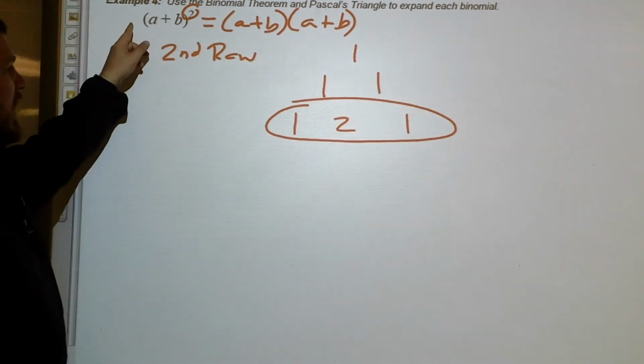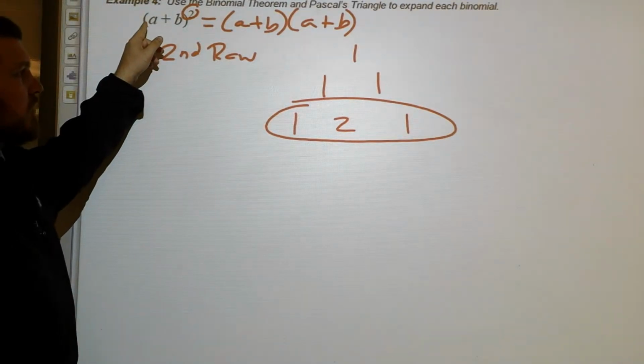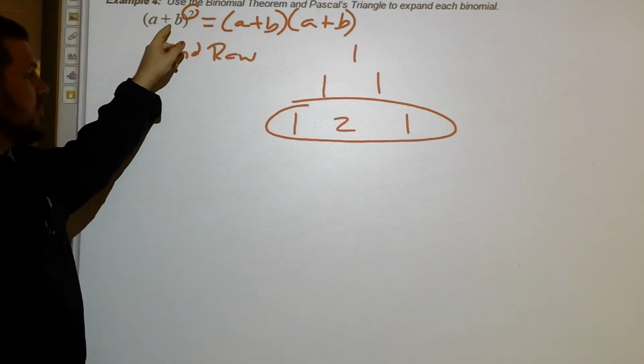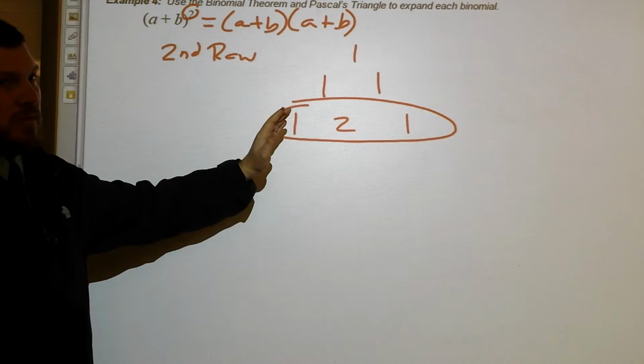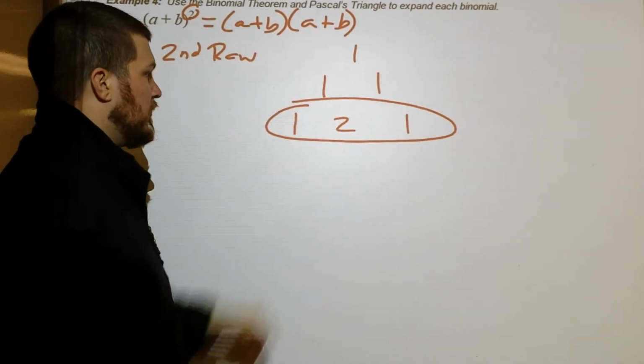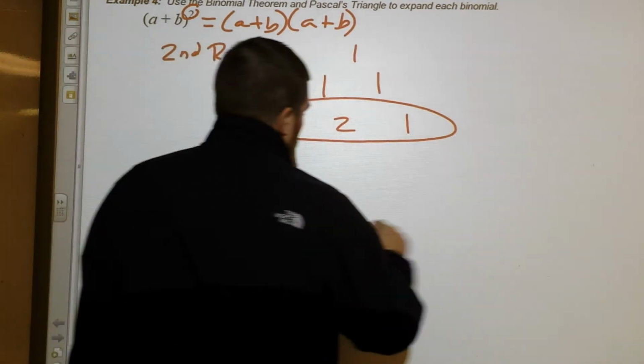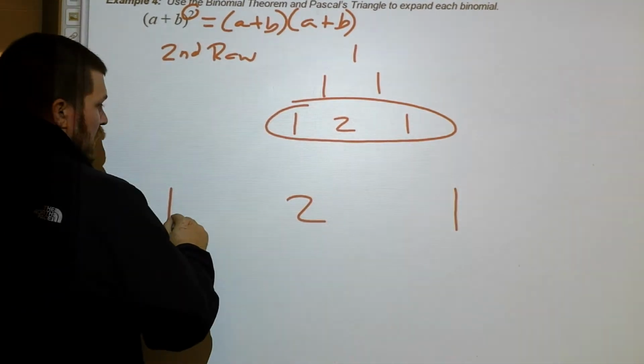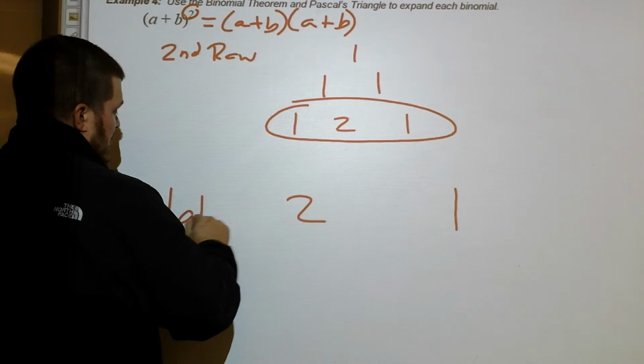Again, powers of a decrease from left to right, powers of b increase from left to right, and the numbers in the row that we're working on are the coefficients. So I'm going to have 1, 2, 1. All of these pieces are going to have an a and b.